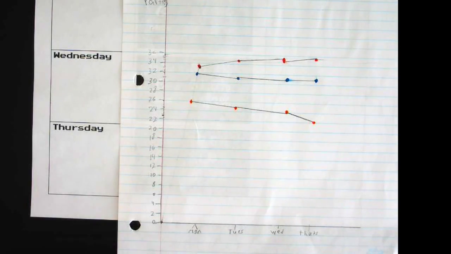Okay, so what can we say about their graph? Are there any questions about the way they've decided to put their graph together? Yeah. Why did they make this scale out of 36? So the question is why.